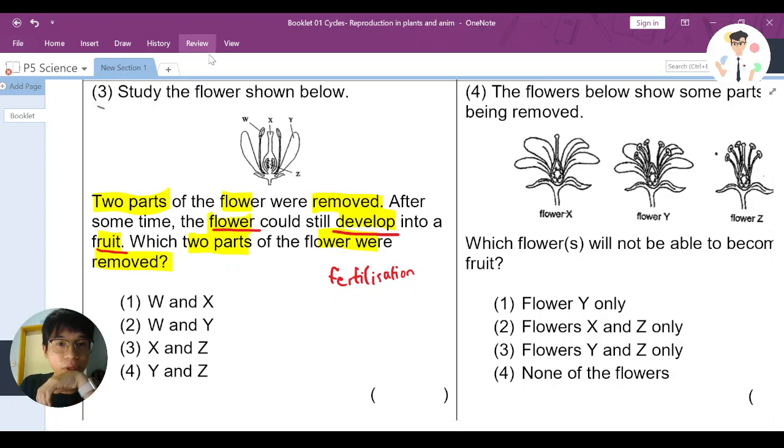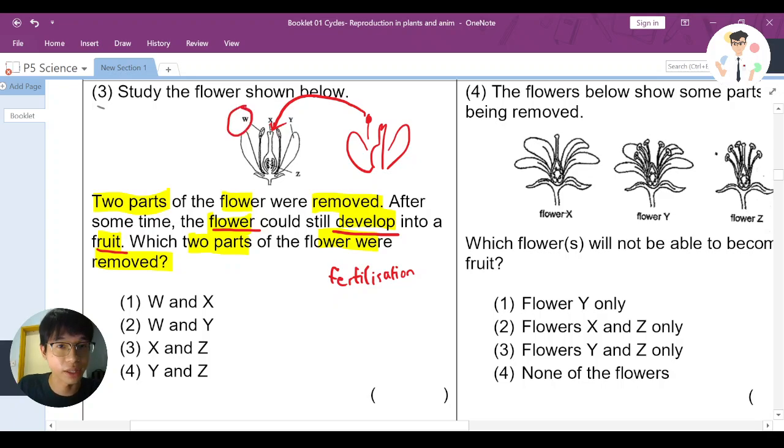So now let's look at W. W, this is anther, right? Okay, so anther, is it very important? Of course it's important. But I can have a different flower, right? And I can have this anther from a different flower help to pollinate, then fertilization occurs later on. That means W can actually be donated, so it can be removed.